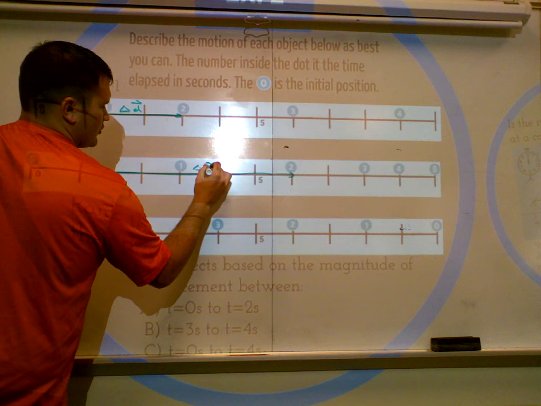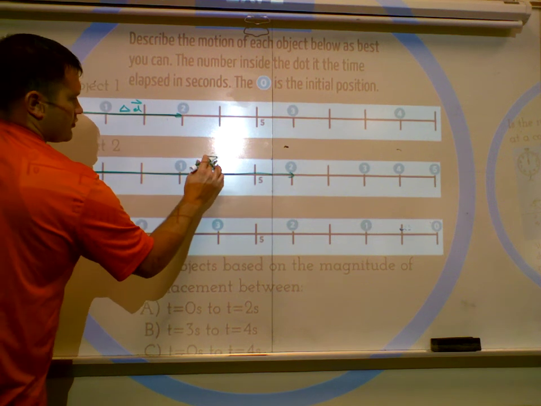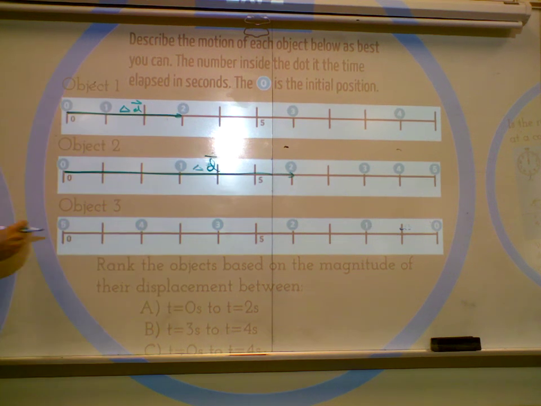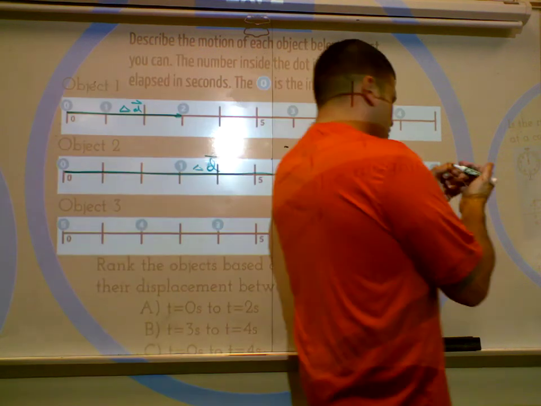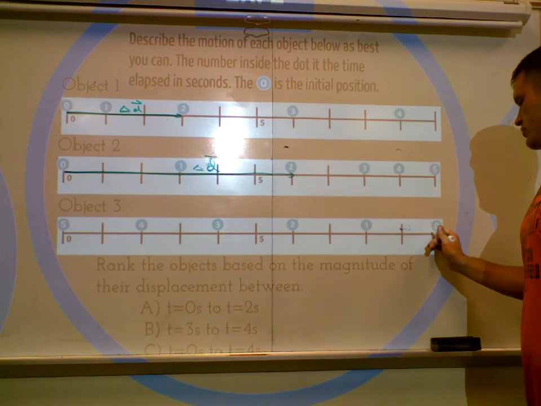Displacement? Okay, Steve. About this one? No, you gotta go that way. Where do we start, Kyle? Negative. On that side. So the vector's pointing the other way, right?